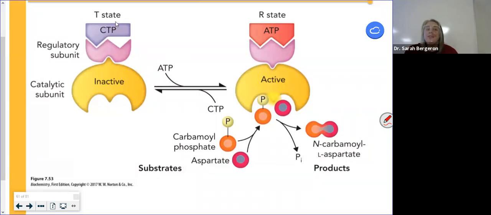Well, what happens if my levels of CTP drop? Like I need to make nucleotides for DNA, and I basically run out of CTP. Well, that means that something else is going to be there. In this case, it's going to be ATP. If I have lots of ATP, I have high energy. So number one, I have the energy to make DNA. And then number two, I have some substrate there in order to make the CTP, because I need ATP in order to make CTP. So I need to have ATP present and not a whole lot of CTP. And that's what makes my enzyme active.